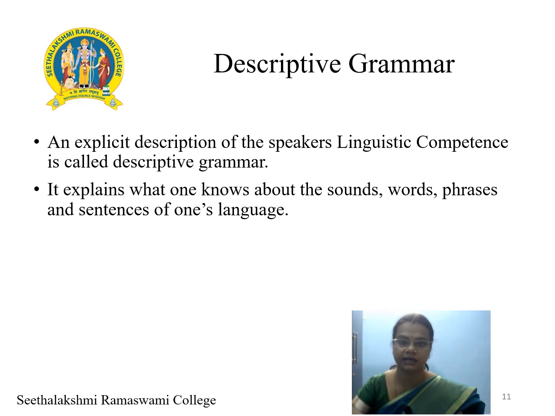Descriptive grammar. An explicit description of the speaker's linguistic competence is called a descriptive grammar. It doesn't tell how one should speak. It just describes one's basic linguistic knowledge. It also explains how it is possible for one to speak and understand. It explains what one knows about the sounds, words, phrases, and sentences of one's language.